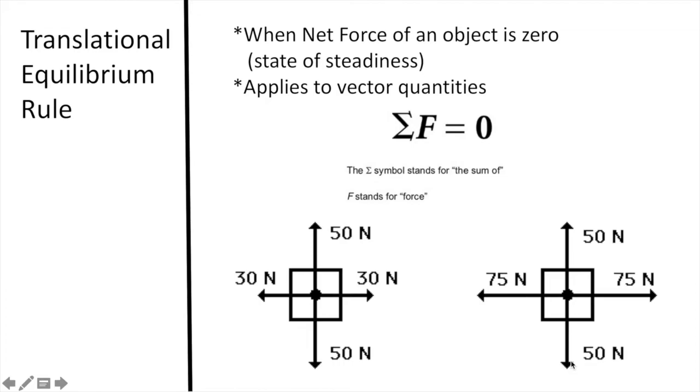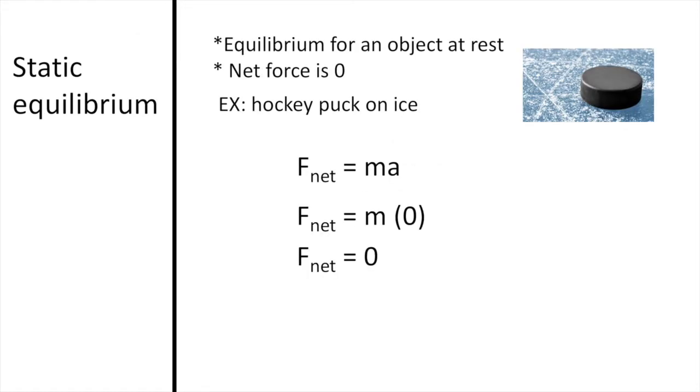Both of these objects are at rest. They are at equilibrium, even though the forces are different on each object. So just know that the forces can be different and equilibrium can be met in different situations. Now, static equilibrium is an equilibrium for an object at rest, for example, a hockey puck on ice. When an object is just sitting there, the net force is 0, nothing is moving it, nothing's happening.